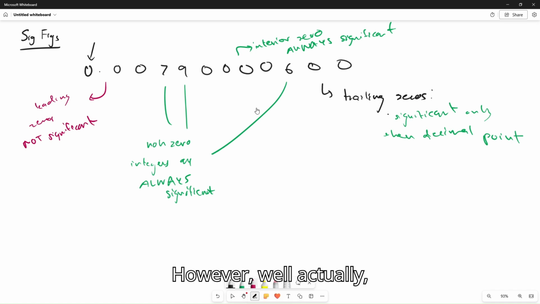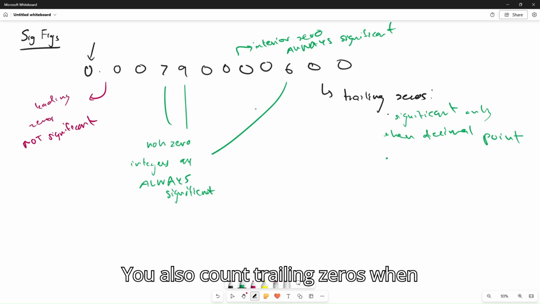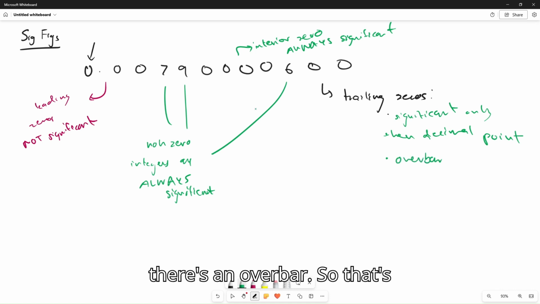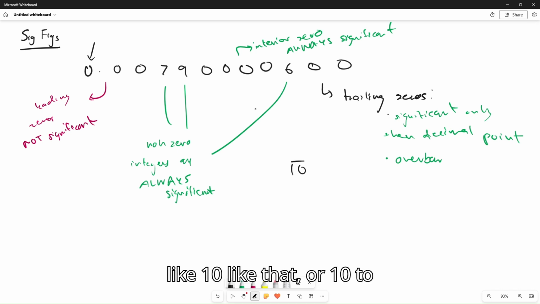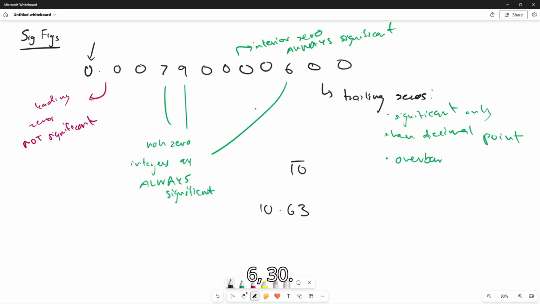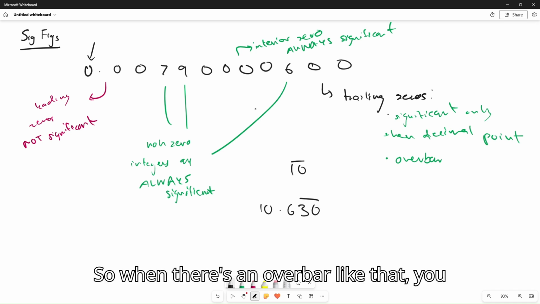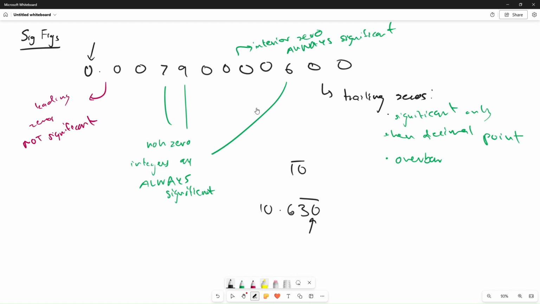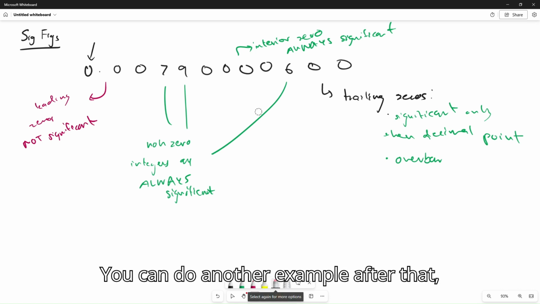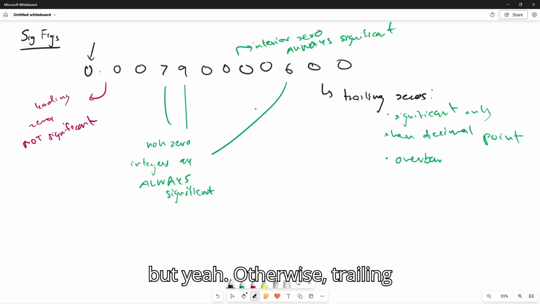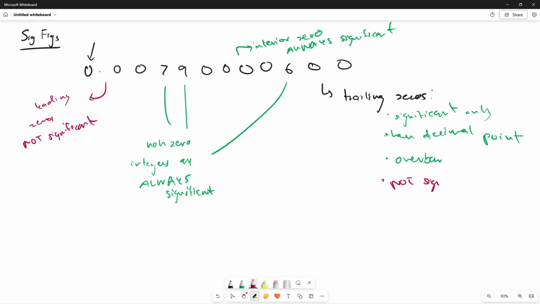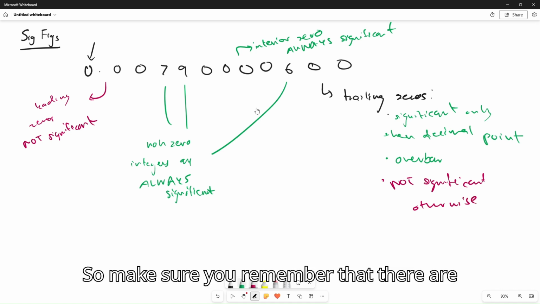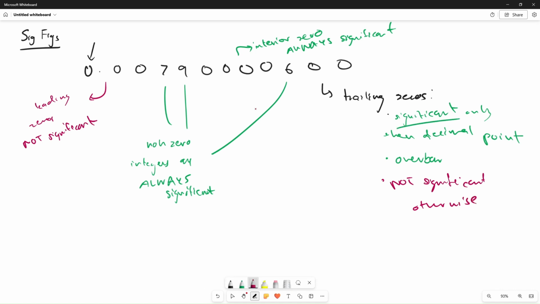However, you also count trailing zeros when there's an overbar. That's simply when it's like 10 to the 6, 3, 0. So when there's an overbar like that, you count this trailing zero. We can do another example after that. Otherwise, trailing zeros are not going to be significant. So make sure you remember that there are 2 possibilities here.